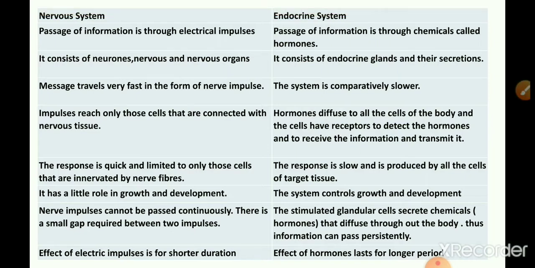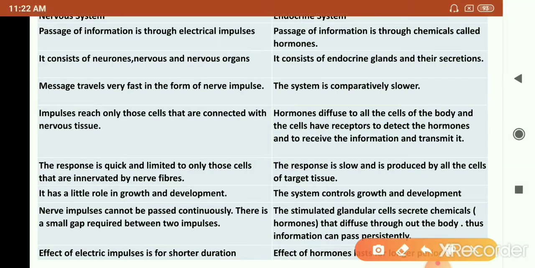Now let us quickly have a look at the difference between the nervous system and the hormonal system, which is also called the endocrine system. The first difference is that the passage of information in the nervous system is through electric impulses, also called nerve impulses, whereas in the hormonal system, the passage of information is through chemicals known as hormones.